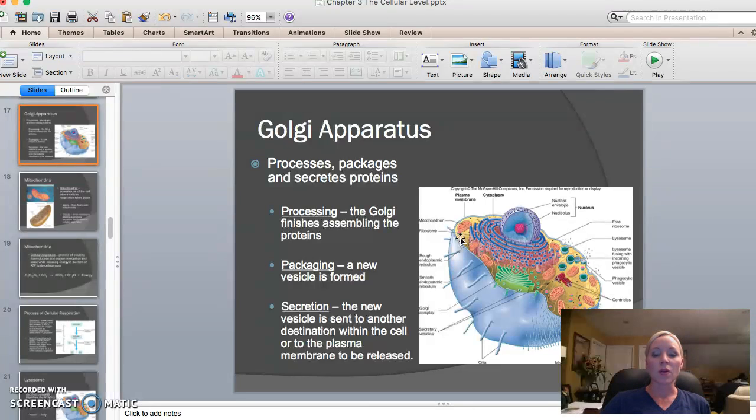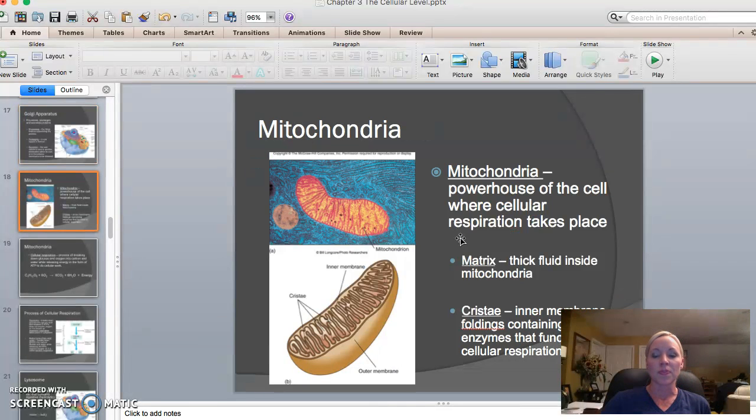The Golgi apparatus, this is kind of like the post office of your body. Think of it that way. It's going to package, it's going to secrete, it's going to process. So here we're going to process. The Golgi is going to finish assembling that protein that we made through transcription and translation. Packaging, a new vesicle is going to be formed. And secretion, it's going to be sent out through the body. So we have to have that Golgi, that post office system.